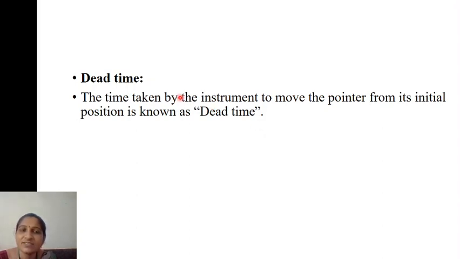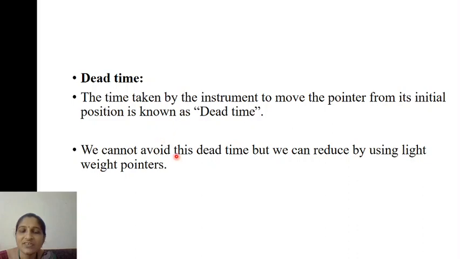Dead time. Dead time is the time taken by the instrument to move the pointer from its initial position. That means it is taking too much time to move the pointer. Initially, whenever you switch on the supply, some meters take some time to respond. Until it responds, it is in the dead position. That time is called the dead time. We cannot avoid this dead time, but we can reduce it by using lightweight pointers. If you are using lightweight pointers, then this dead time can be reduced.